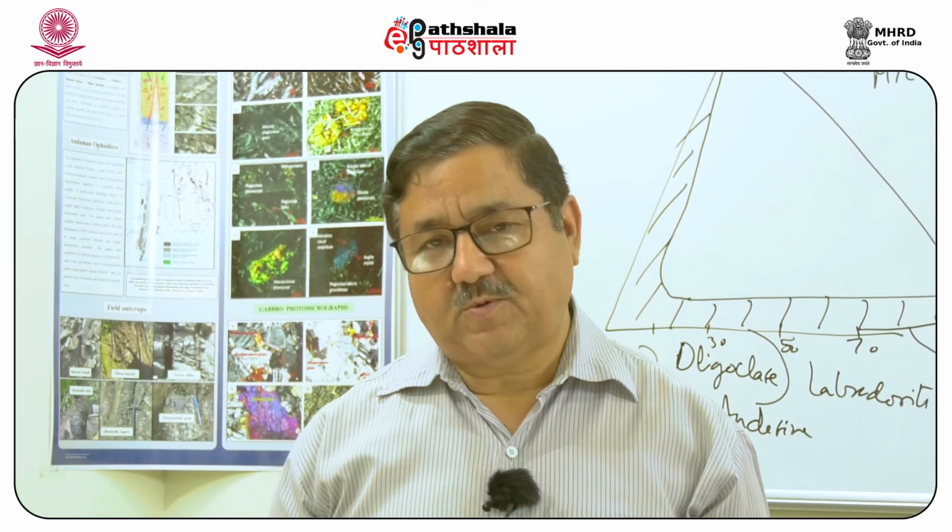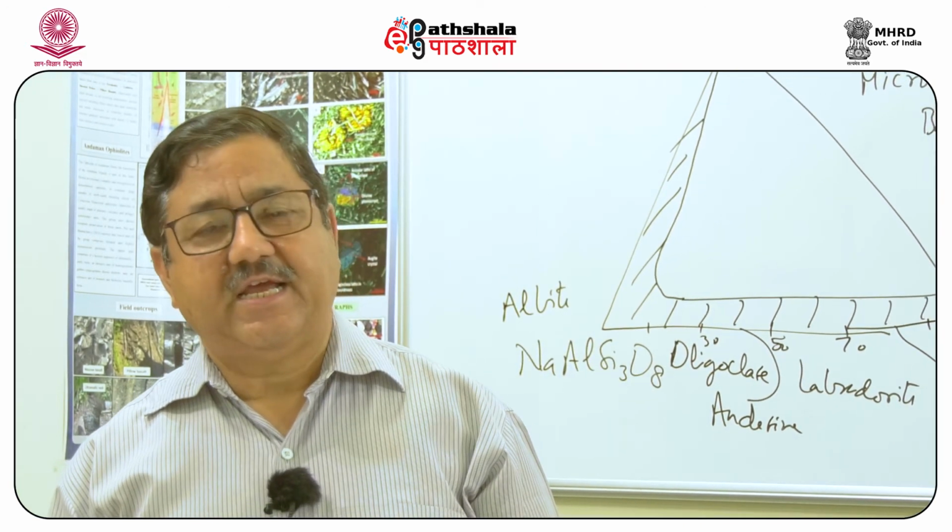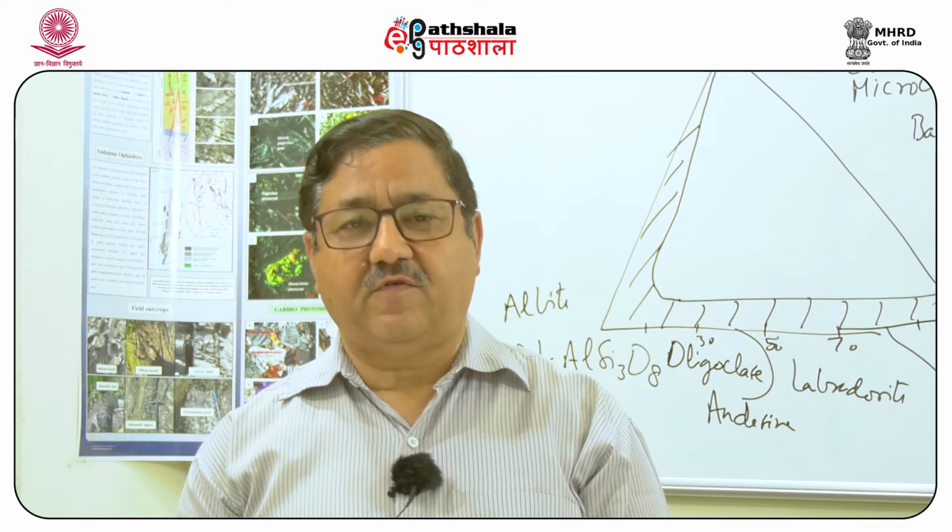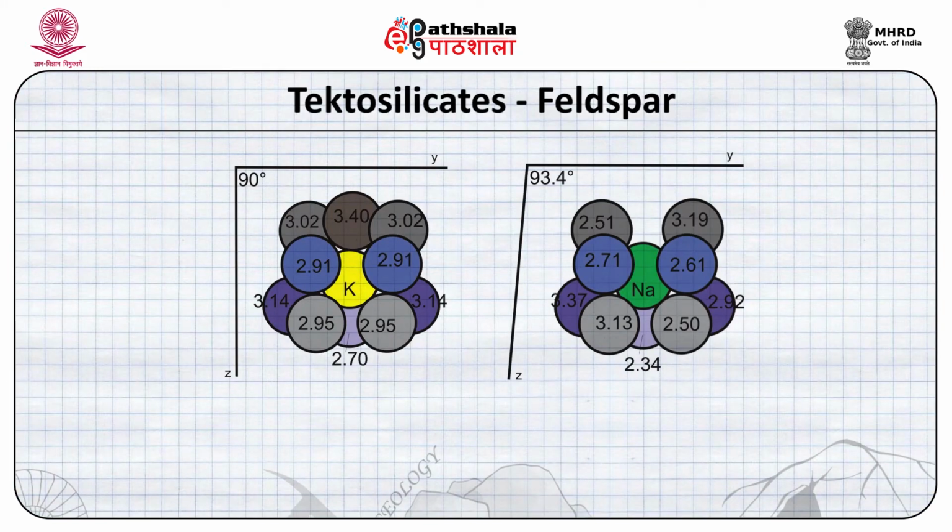We see this very beautifully illustrated in the 2 figures of high sanidine and high albite. In the first figure, we see potassium surrounded by oxygen atoms. Now, there are numbers written there. The numbers represent the bond distances and they are written in angstrom units.